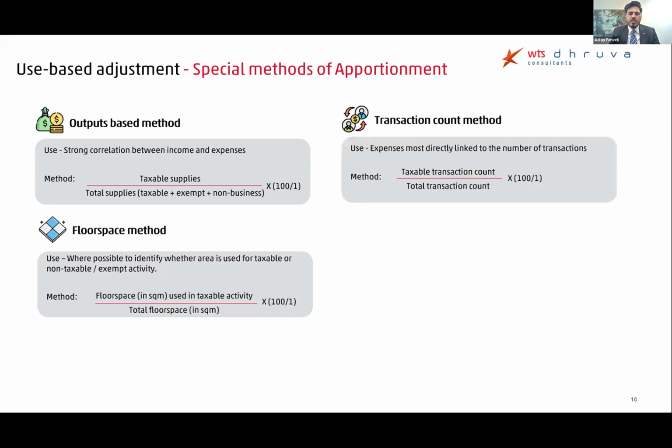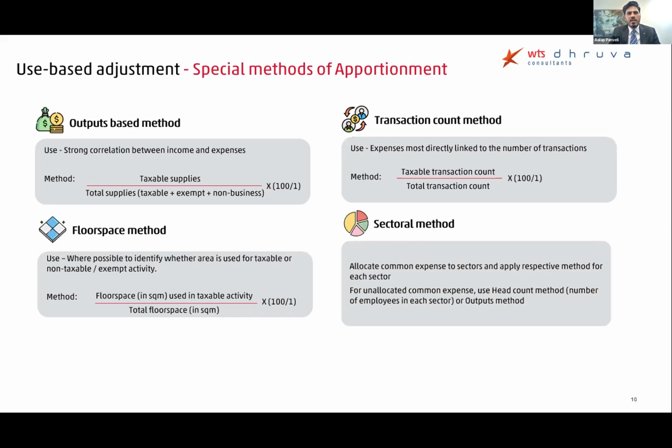The third one, which we generally don't see many businesses apply, is where the expenses are linked to the number of transactions. So here, there is no correlation with the value of your supply. It could be 100,000, it could be 500 dirhams. But my expense is just linked to the number of transactions that I have. So this is taxable transaction count divided by total transaction count, and then you arrive at a recovery percentage.